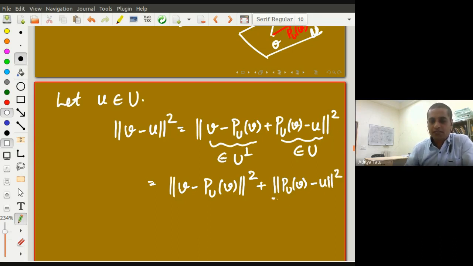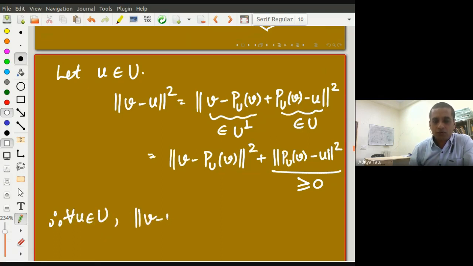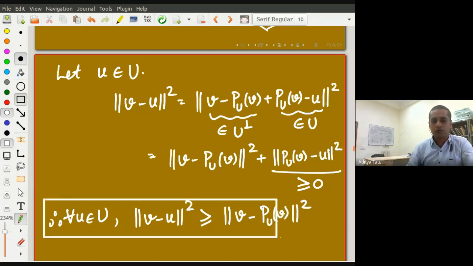What can we say about this norm squared? It has to be surely greater than or equal to 0. So therefore, for any vector u in U, the distance of this vector u from the given vector v has to be greater than or equal to the distance of v from the orthogonal projection of v to the subspace U. That is exactly what we wanted to prove.